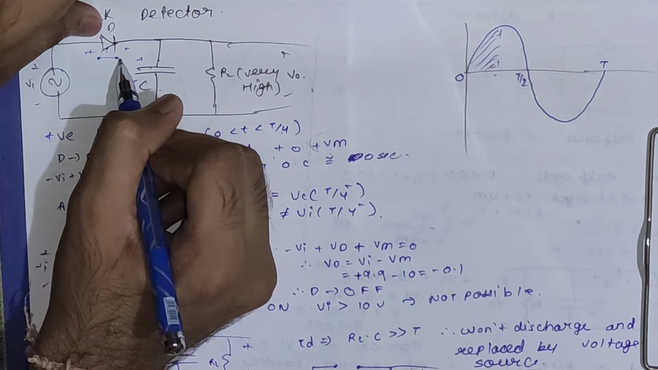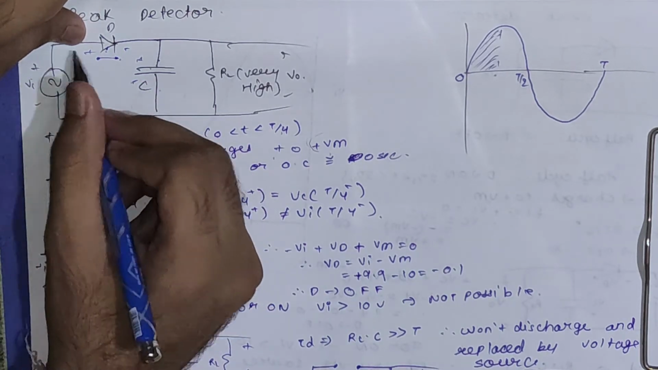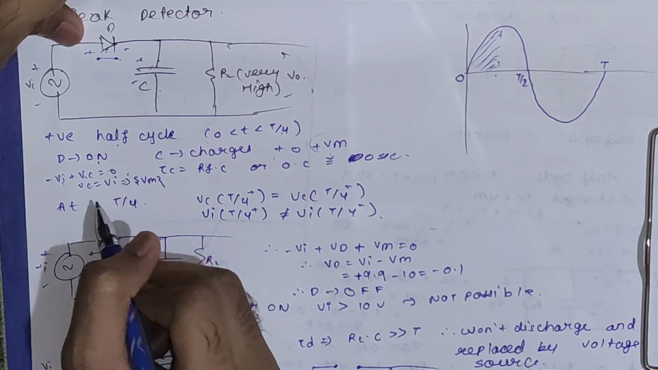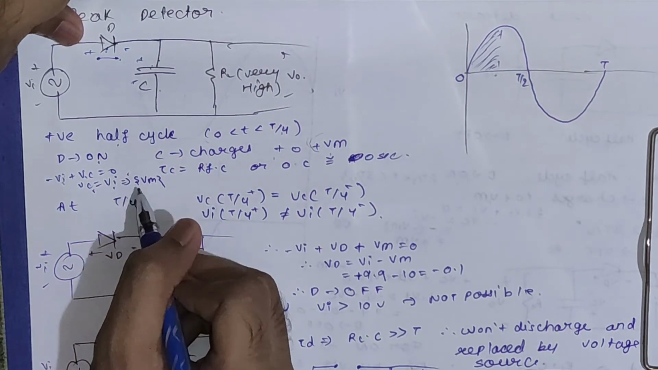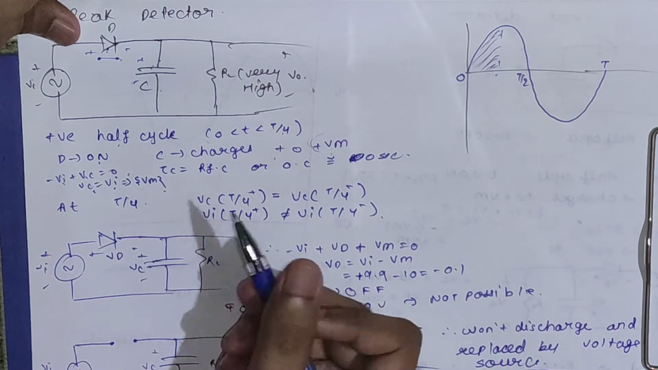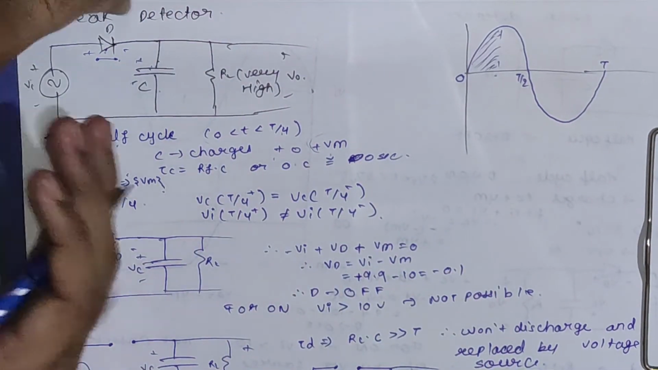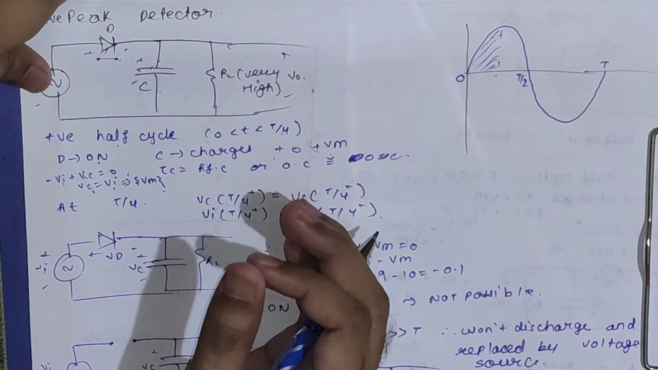If we replace it by a short circuit, we will get minus Vi plus Vc is equal to 0. So we will say Vc is equal to Vi, which is nothing but equal to Vm. So now at this phase we know the polarity of the capacitor voltage and we know the magnitude of the capacitor voltage.